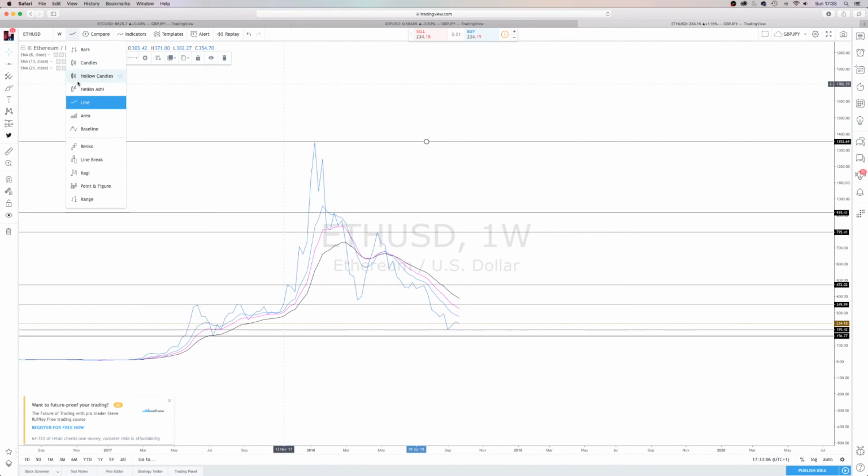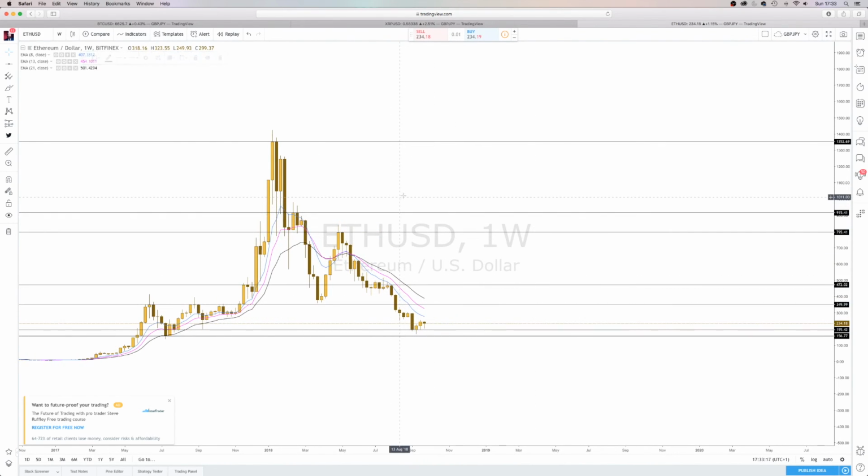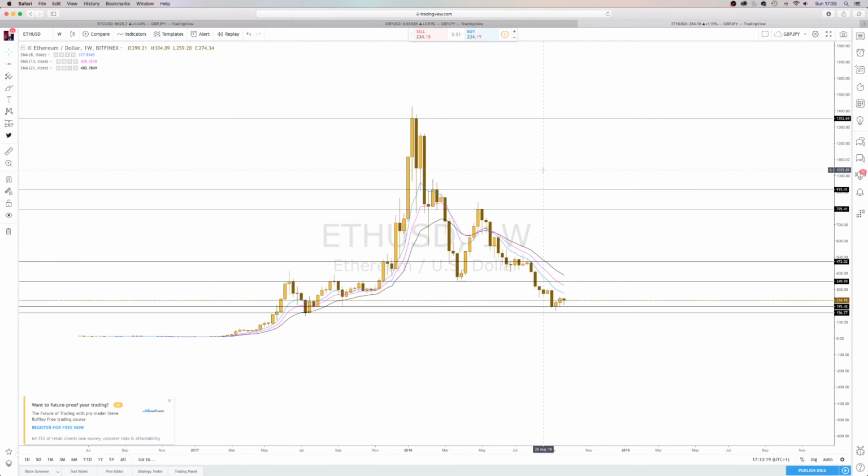Back on the candlesticks, you can see the candle closes are pretty much lining up with the lines that I'm putting in. Remember, I'm going to the line chart first, and I'm not even paying attention to what the candles are, but that's just something you can look at.